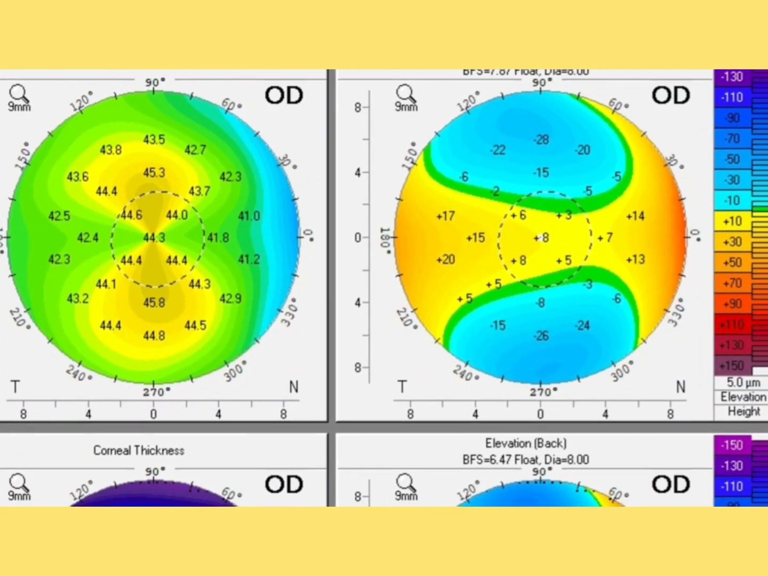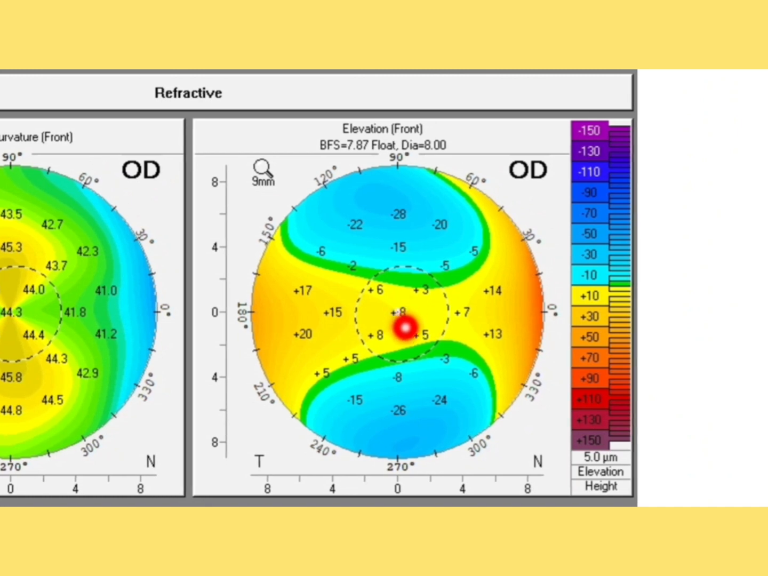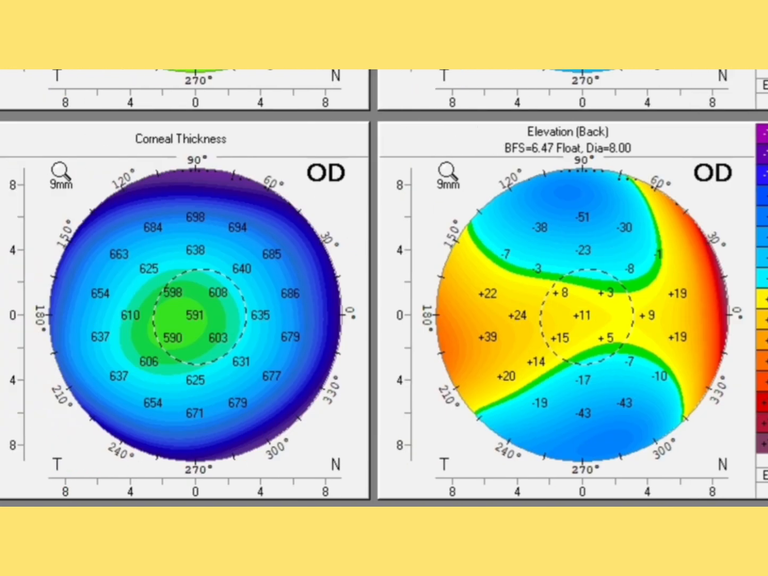Here if you see the elevation front, the corresponding point of the thinnest local is plus 8, that is within normal limit. But if you see here, this is more than plus minus 12, that is an abnormal value. And in elevation back, you will see this point is borderline, where it should be less than plus minus 12, here it is 11, and here the central 3 mm area zone points are plus 24, that is more than plus minus 18, so there is an abnormal value.